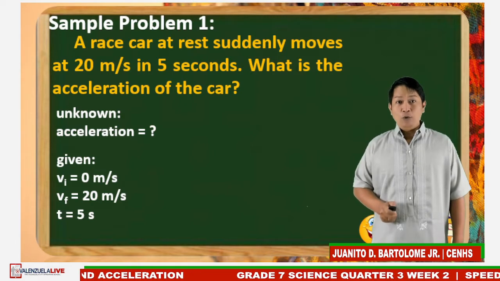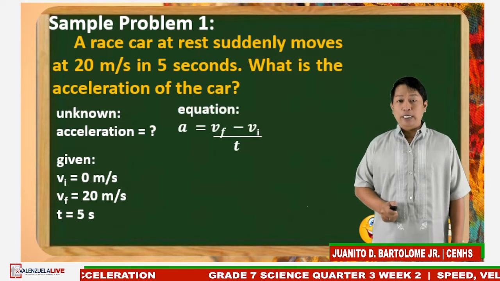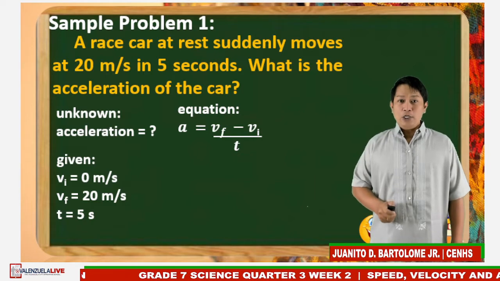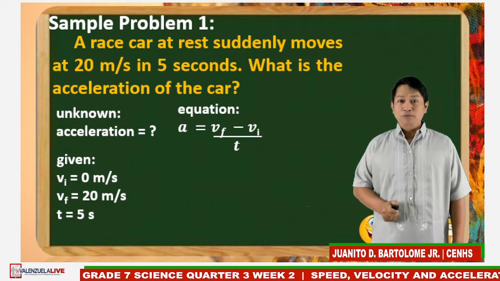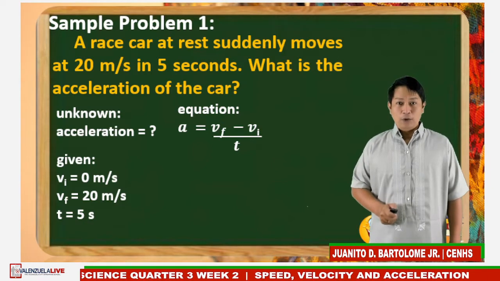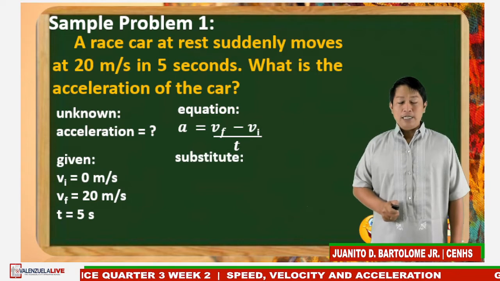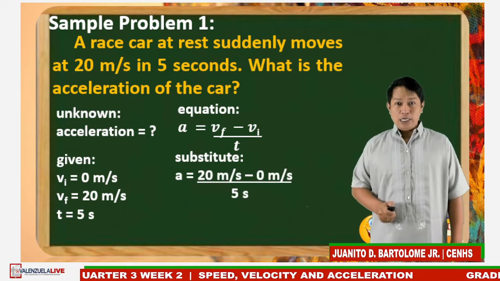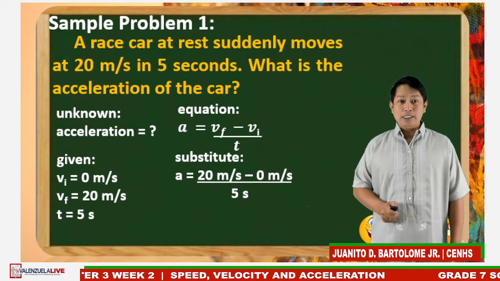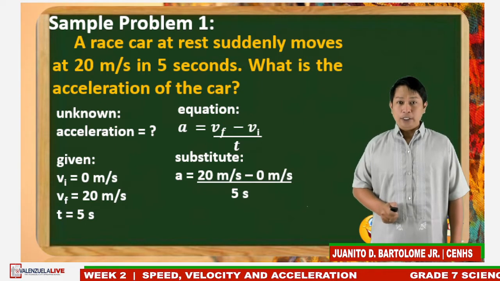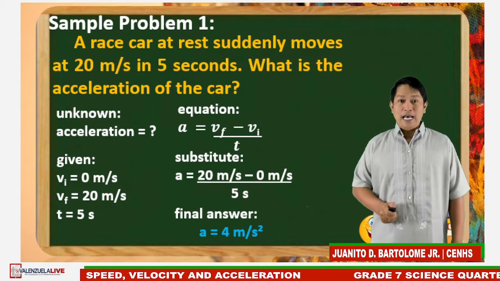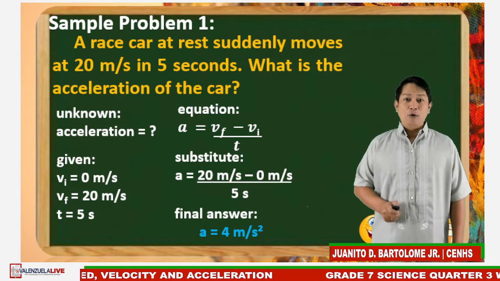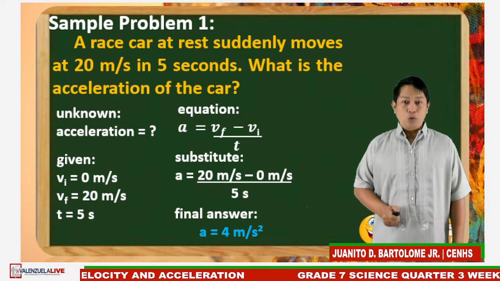Then third, we need to identify the equation to solve for the unknown. The equation that we will use is a = (vf − vi) / t. Fourth, substitute the given quantities in the equation. Acceleration is equal to 20 meters per second minus 0 meter per second divided by 5 seconds. Therefore, the acceleration of the race car is 4 meters per second squared.